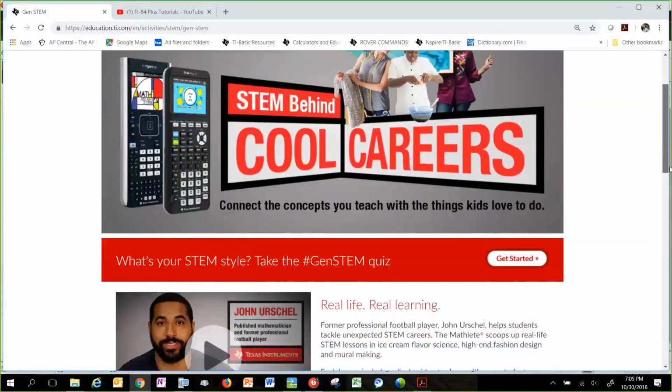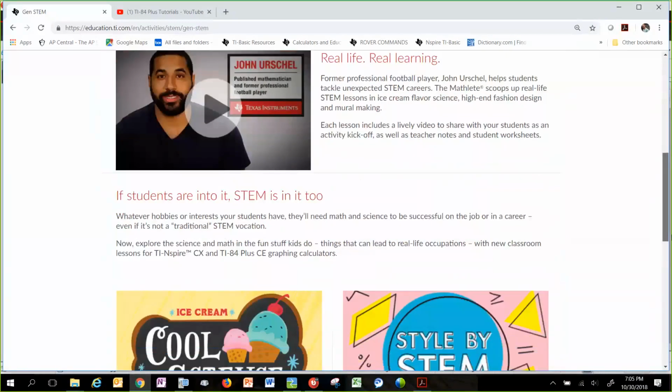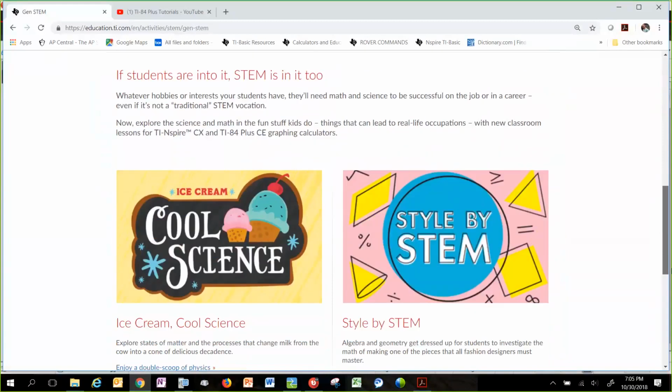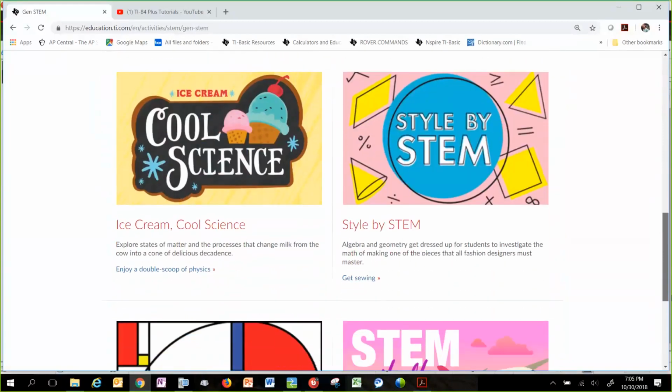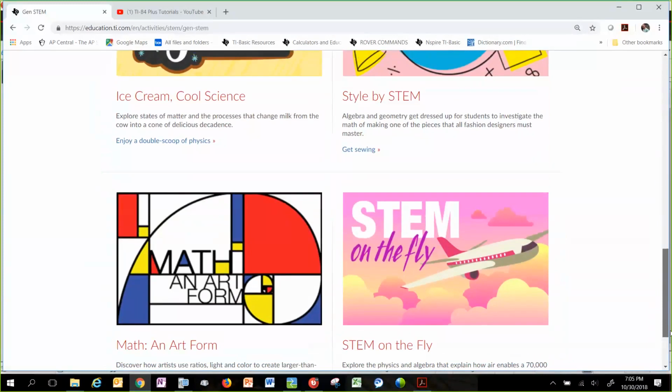In fact, we'll get into it a little bit more here, but Curtis, if you could, thank you. Curtis is scrolling on the page to show you that there are 4 activities in the STEM Behind Cool Careers program. There's Ice Cream Cool Science, STEM or Style by STEM, and Math and Art Form, and then of course the one we're going to do tonight is STEM on the Fly. All 4 of these activities can be used with either the TI-84 Plus CE or the TI-Nspire CX handheld. They have a lot of images in them.